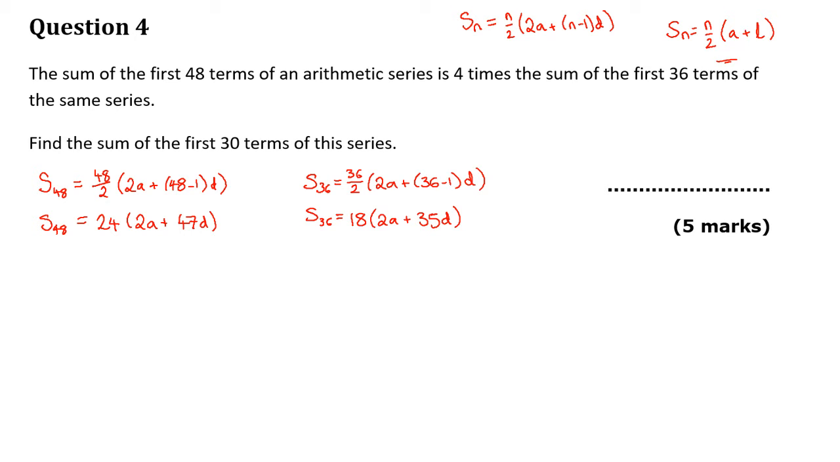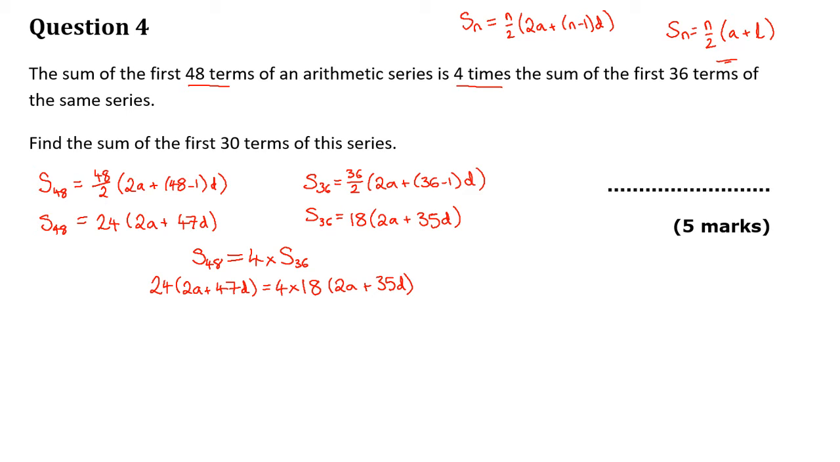Now we can use the information given that the sum of the first 48 terms is 4 times the sum of the first 36 terms. So writing that as an equation and then plugging in what we've found for S48 and S36.